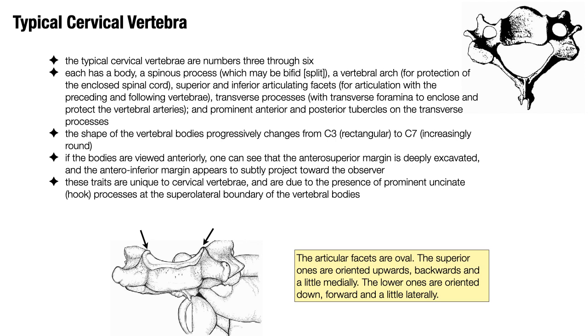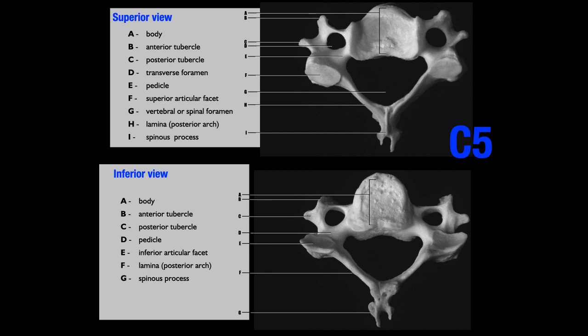In the yellow box, you have the normal orientation of the superior and inferior articular facets of the zygapophyseal joints in this cervical vertebra. Here you have a real picture of C5 with its main characteristics. The C5 represents a typical cervical vertebra.